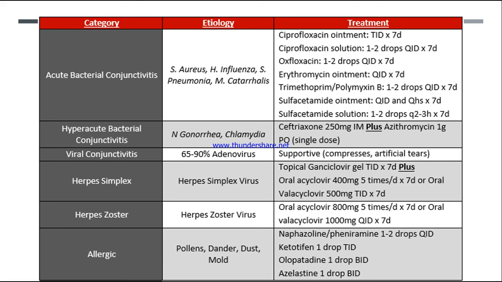And last is allergic conjunctivitis. In case of that, the etiology is pollen, dander, dust, or mold. So in case of allergic conjunctivitis, the treatment will be naphazoline or pheniramine 1 to 2 drops 4 times a day, cetirizine 1 drop 3 times a day, olopatadine 1 drop 2 times a day, and azelastine 1 drop 2 times a day. So this is the treatment regimen for all types of conjunctivitis.